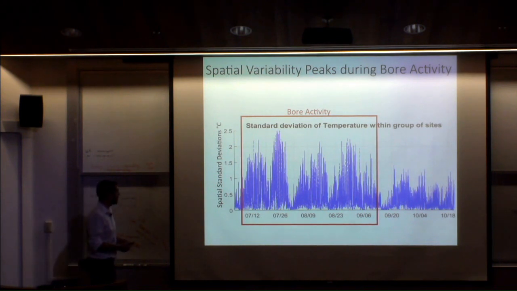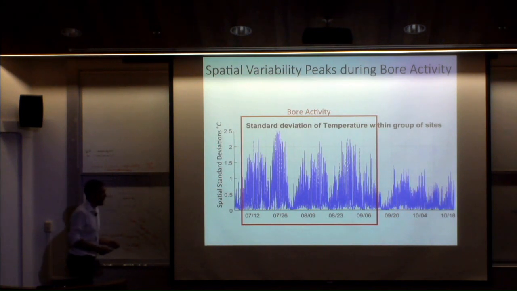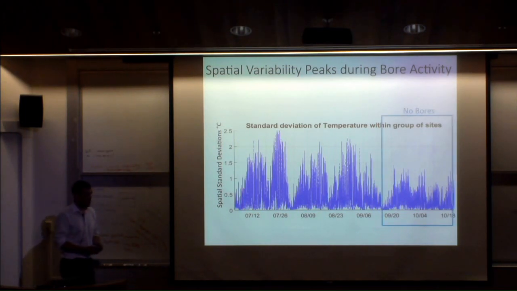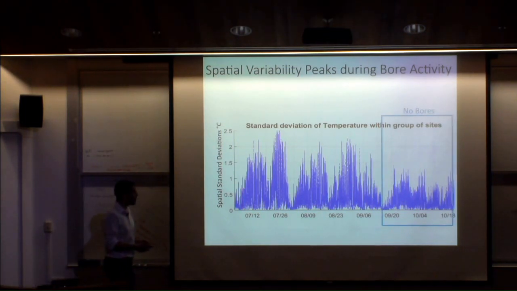So across that small patch of reef, a standard deviation in temperature of up to 2 degrees centigrade is a pretty high variability. Versus when we have no bores or even just weaker bores that are less stratified or smaller, we see lower variability, about half that magnitude.